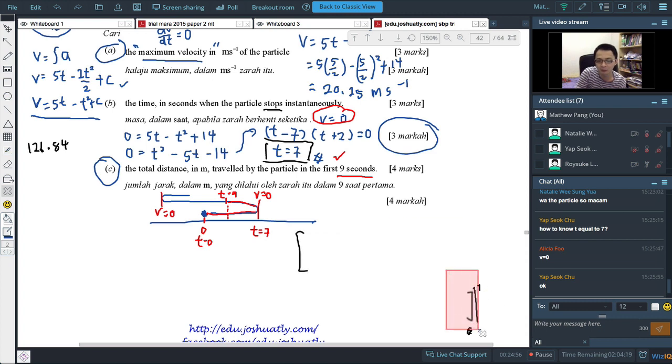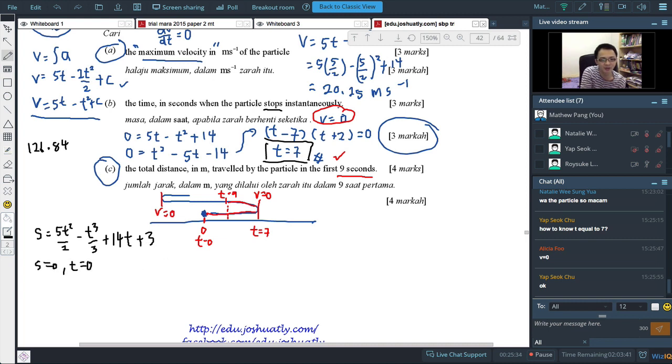Okay, in the second method, I will do it separately. I will try to find the displacement when t equals 7. Of course, I need to find s first. So s will equal the integral of v, which we already did just now, which is 5t squared over 2 minus t cubed over 3 plus 14t plus c. But because we know when s equals 0, t equals 0, c will equal 0.